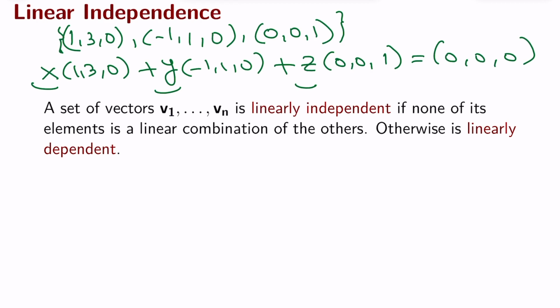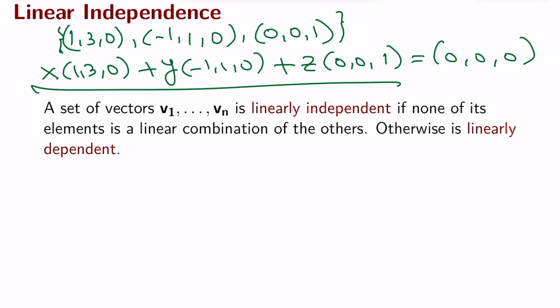So we can translate linear independence or linear dependence in terms of having infinitely many solutions or a unique solution. If it has a unique solution, it means that the vectors are LI. If this system has infinitely many solutions, then the vectors are LD, are dependent, because we can find numbers x, y, z other than zeros such that this system has solutions.